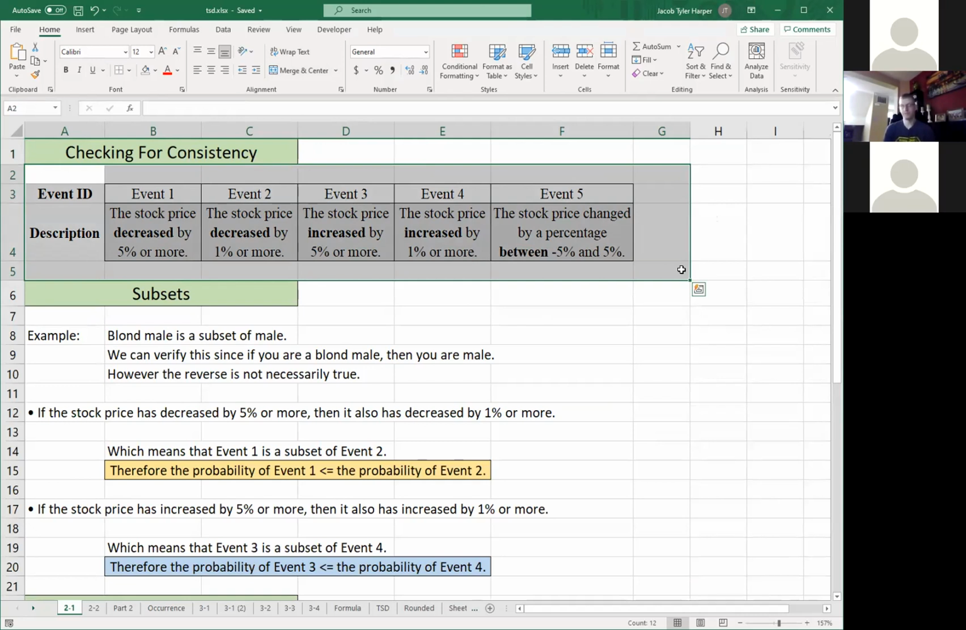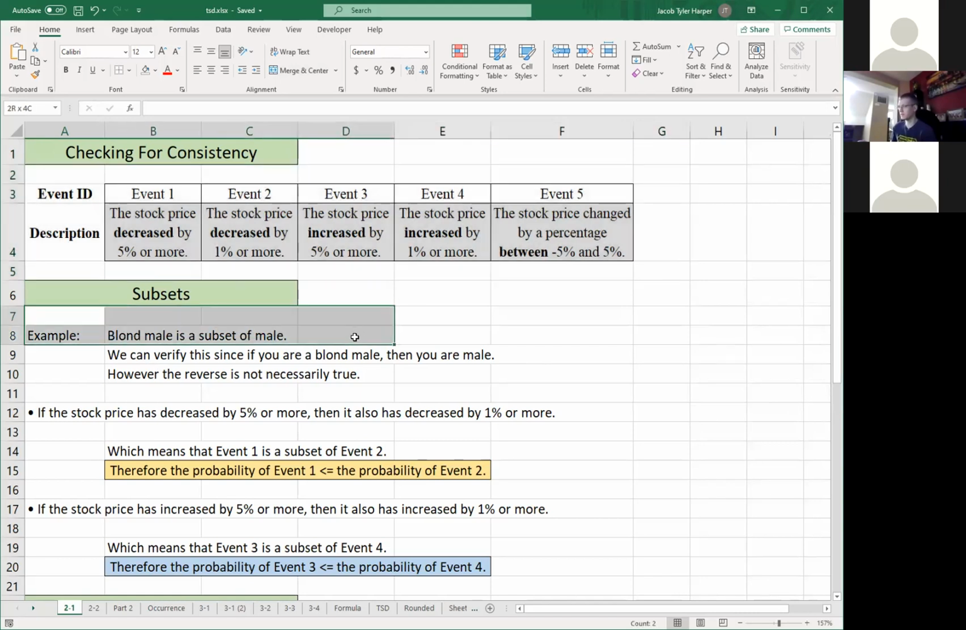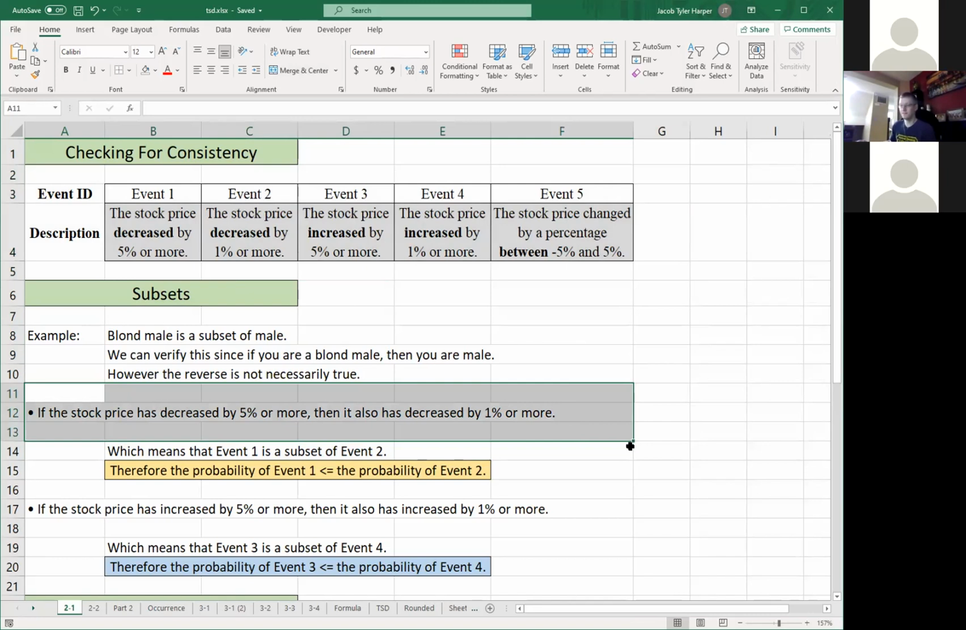And if you're not sure which one the subset is, you can always use this trick. For example, it's pretty obvious that a blonde male is a subset of male. And you can verify this since if you're a blonde male, then you're male, but not necessarily the other way around. Same logic works on these 5 events that we have.